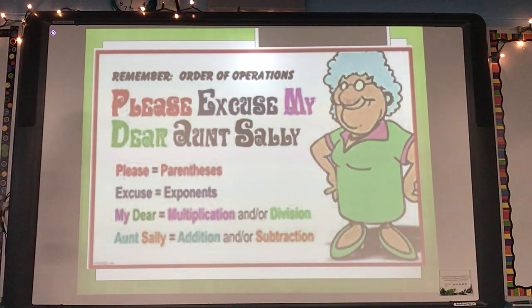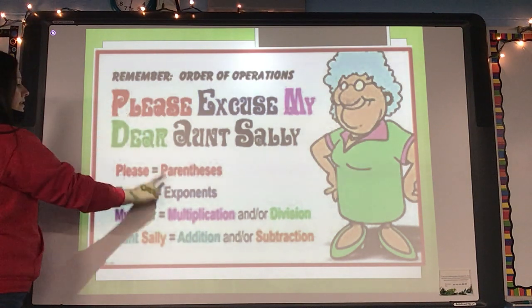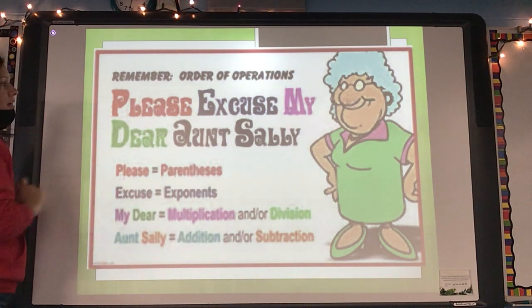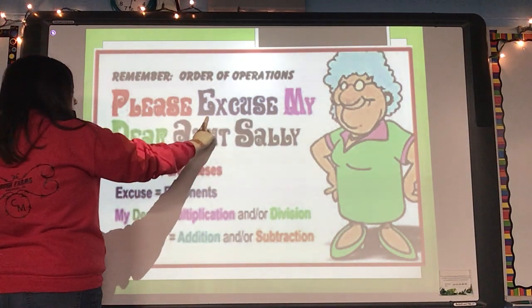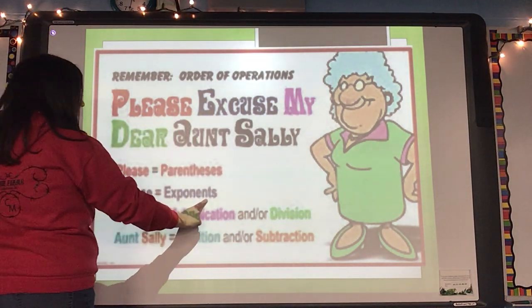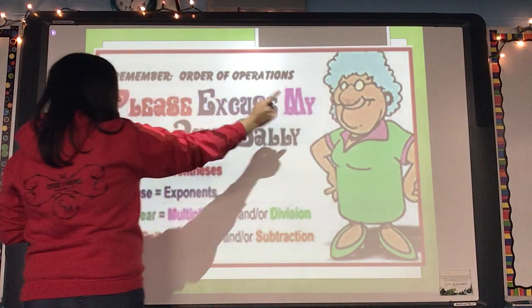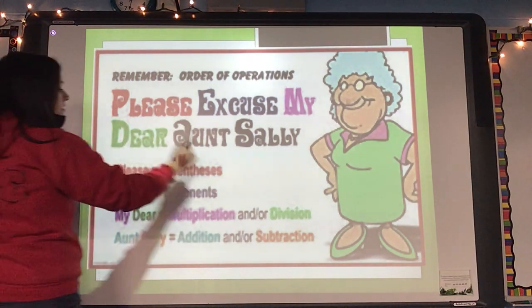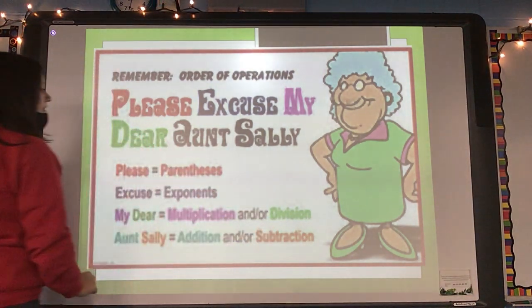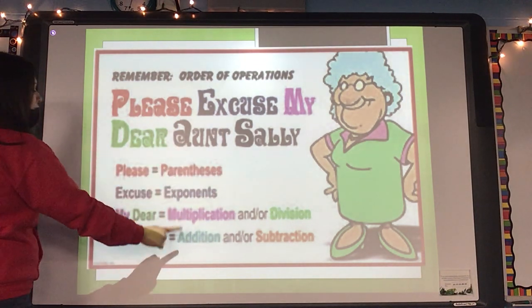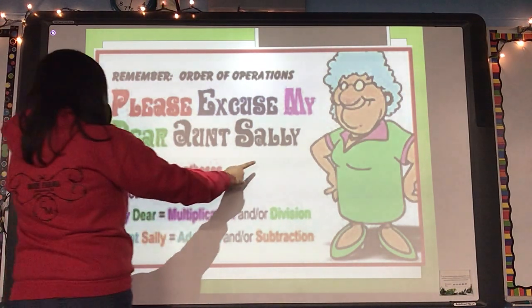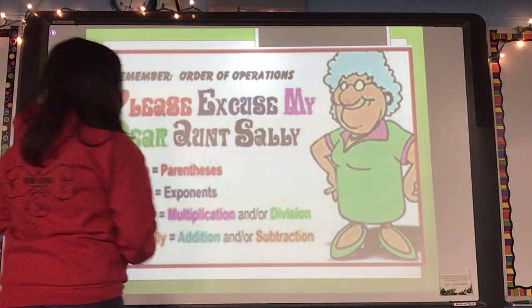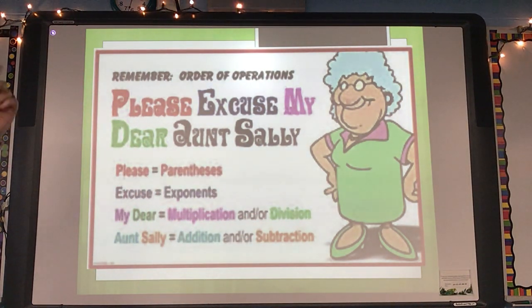Now, how this helps us is we're going by that first letter. So my P for please stands for parentheses. Excuse starts with what letter? E. E for exponents. My starts with what letter? M for multiplication. And D for dear represents division. Aunt starts with an A for addition. And Sally starts with an S for subtraction. Say it one more time. Ready? Please excuse my dear Aunt Sally.